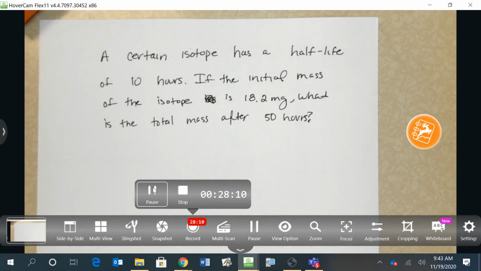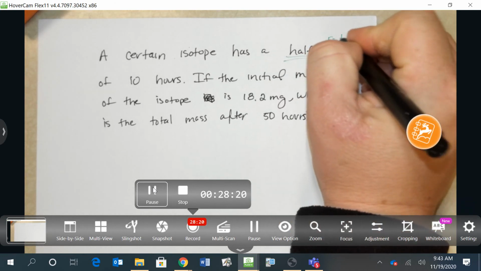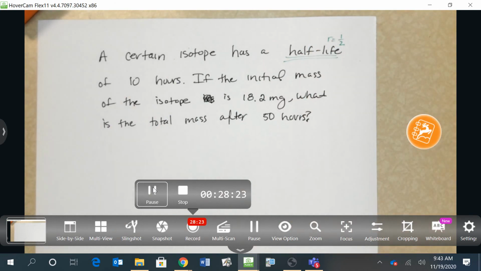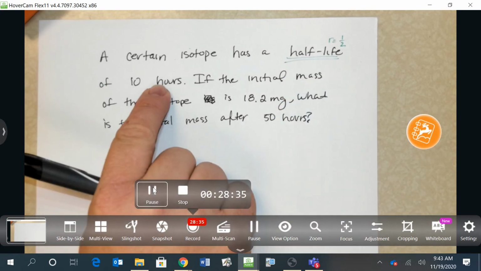My suggestion with word problems is always read them twice. First time, just read it through to see if it makes any sense to you. Second time, we're going to go back and really see what we know. Whenever you see the word half-life, it's telling you that the rate is 1/2. Whether you refer to it as 0.5 for the R or 1/2, it means the same thing. Now, with every half-life, it's going to provide you with an amount of time that this occurs. So this particular one is 10 hours.